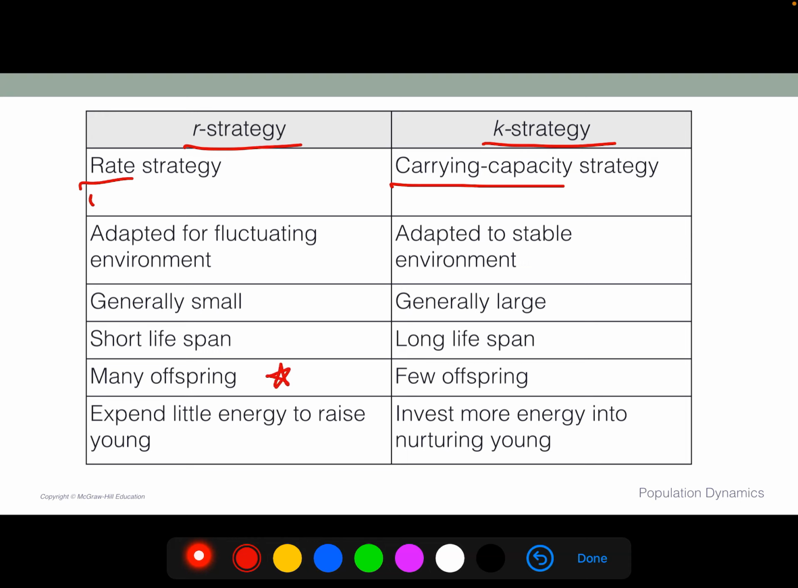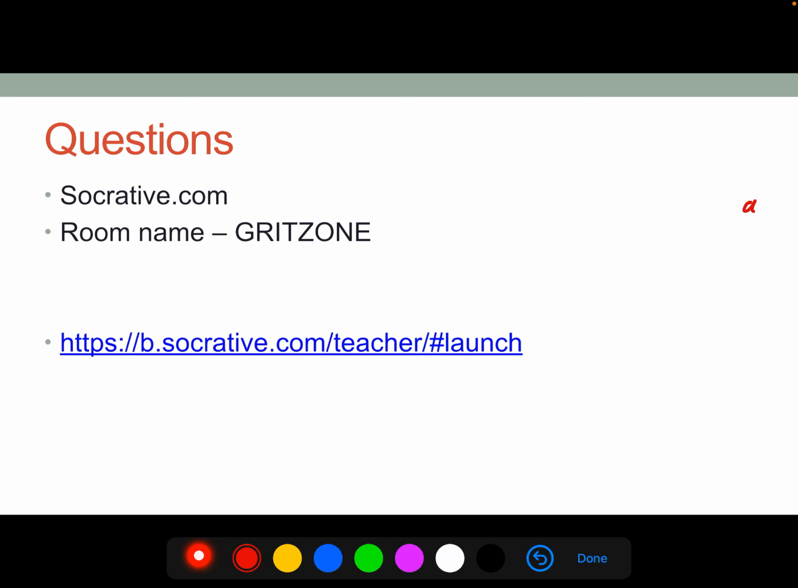It's like a dandelion, right? Little energy to raise the young. This is few offspring, so this is like us. And we invest more energy into nurturing our young, raising them, okay? And so there are different things about R strategies and K strategies. This is an easy one to contrast the different species about that.